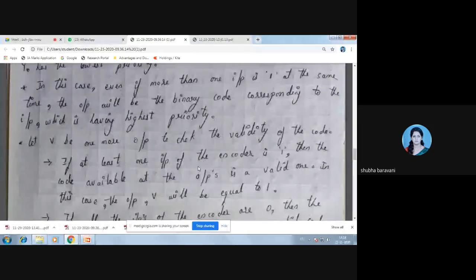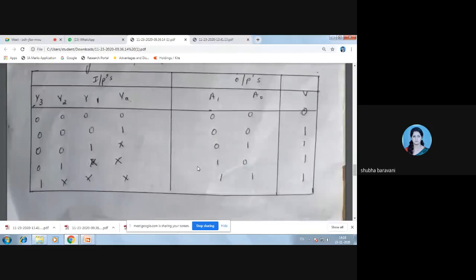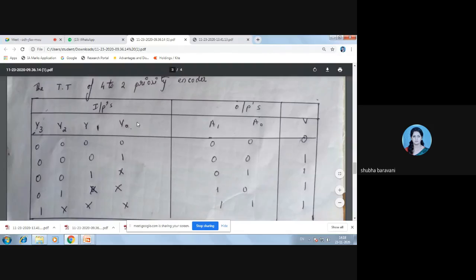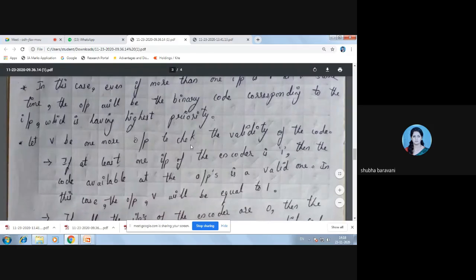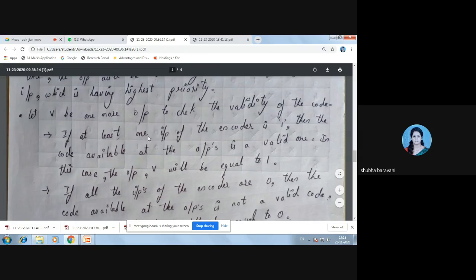Now I have taken this truth table. I have 4 inputs y0 to y3 and 2 outputs a0 and a1. Now I have considered, let V be one more output to check the validity of the code. If at least one input of the encoder is 1, then the code available at the output is a valid code. In this case, the output V will be equal to 1.